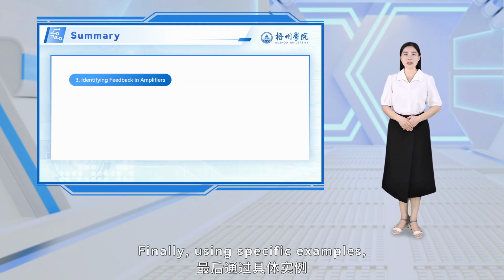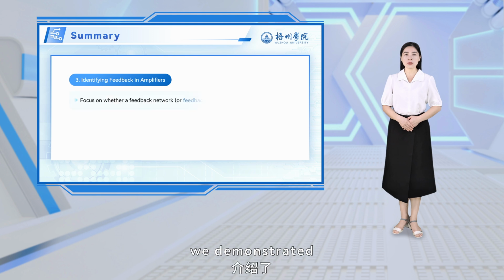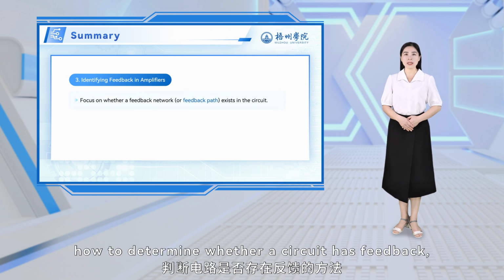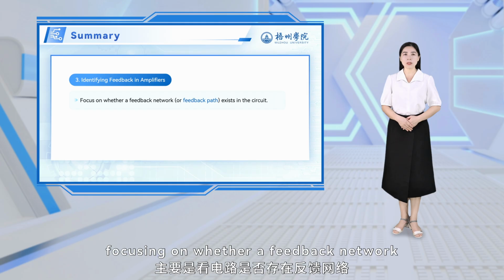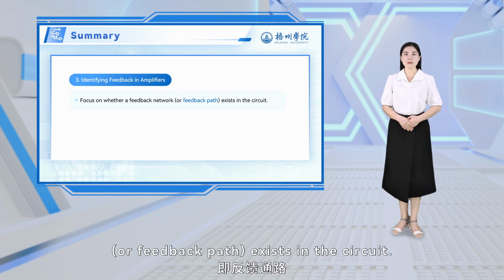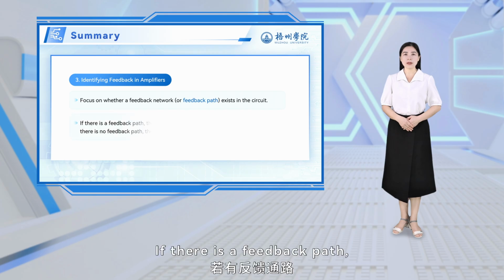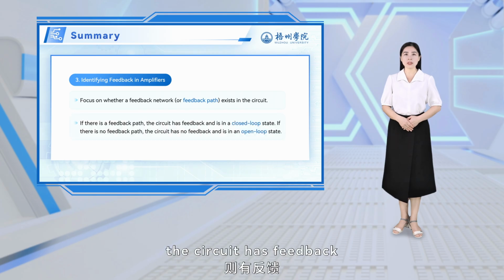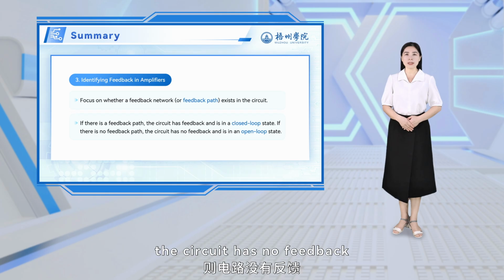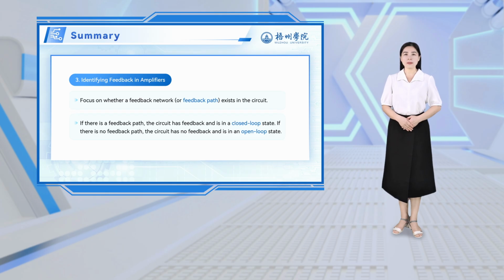Finally, using specific examples, we demonstrated how to determine whether a circuit has feedback, focusing on whether a feedback network, or feedback path, exists in the circuit. If there is a feedback path, the circuit has feedback and is in a closed-loop state. If there is no feedback path, the circuit has no feedback and is in an open-loop state.